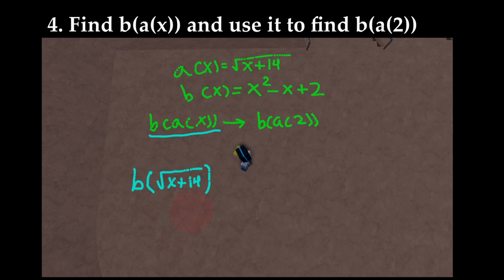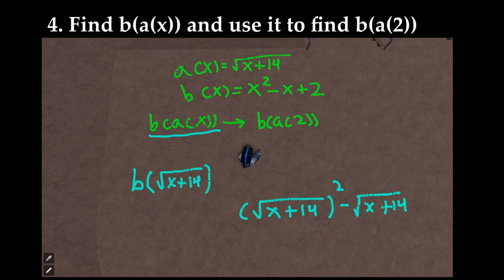So I'm going to write this in parentheses. The square root of x plus 14, that whole thing is squared. Then you have minus x, but x is now the square root of x plus 14. And then we have plus 2. So now let's evaluate this. The square and the square root cancel out, and we're left with just x plus 14. And then we have minus the square root of x plus 14, because I can't really do anything with that. And we have plus 2. And then the 14 and the plus 2 can combine to make 16.